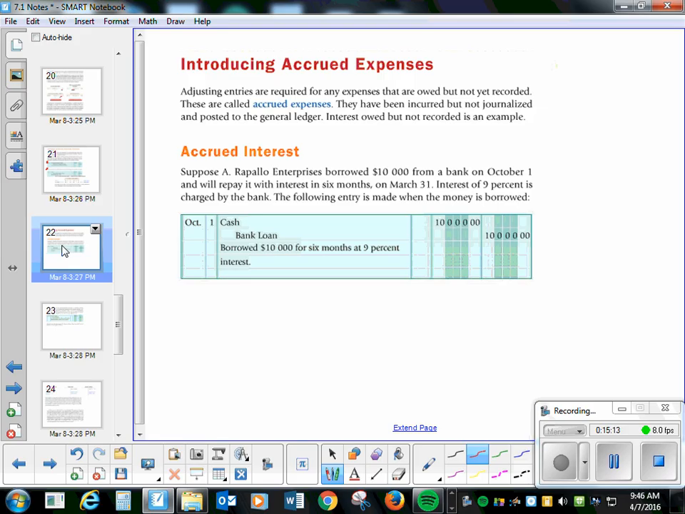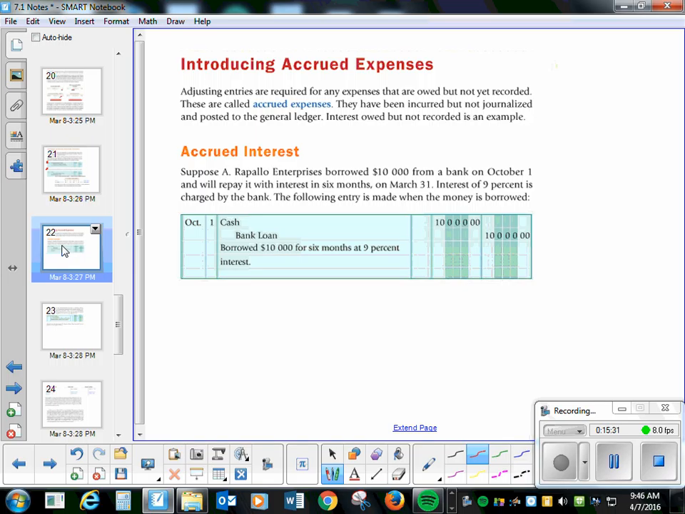Okay, we also need to talk about accrued expenses. Adjusting entries are required for any expenses that are owed but not yet recorded. These are called accrued expenses. They've been incurred but not journalized and posted to the general ledger. Interest owed but not recorded is an example.